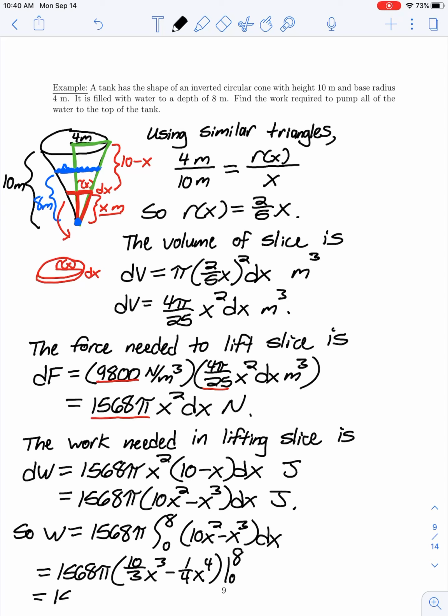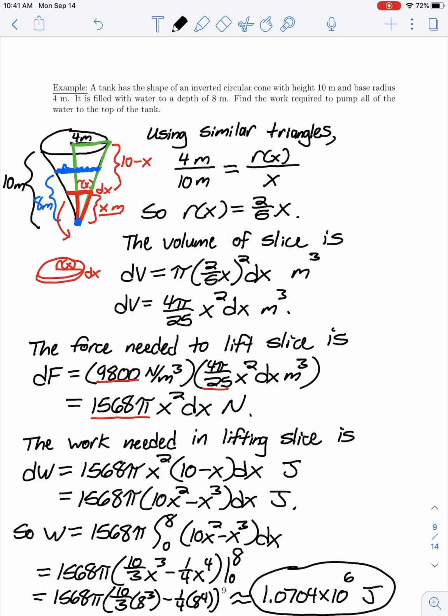So we have 1568 pi times 10/3 times 8 cubed minus 1/4 times 8 to the 4th. And using a calculator to simplify here, we can find that this work works out to approximately 1.0704 times 10 to the 6th newton meters or joules.